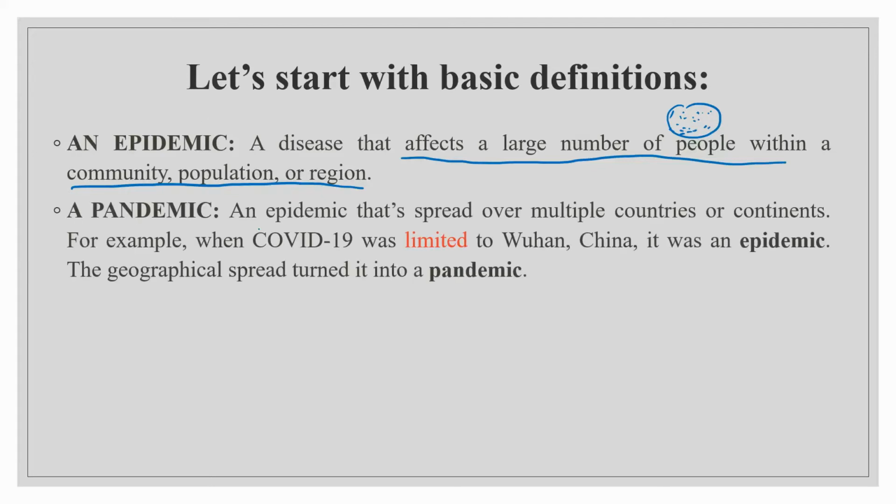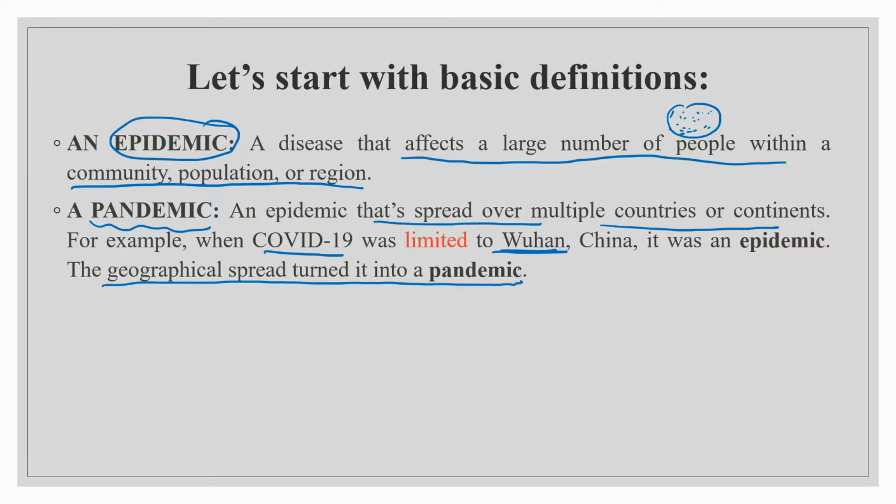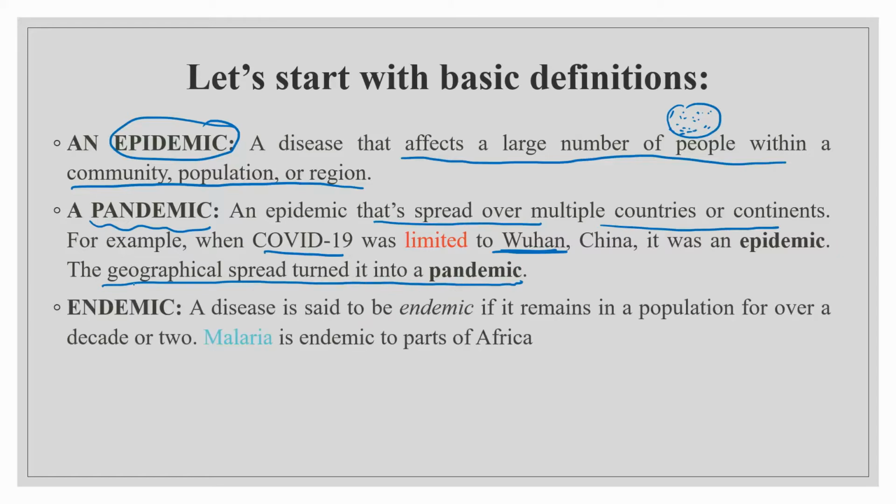Now what is a pandemic? An epidemic that spreads over multiple countries or continents is called a pandemic. For example, when COVID-19 was limited to Wuhan, it was called an epidemic, and when it spread to the entire world, it was called a pandemic. Now there is another word, that is endemic. So what is endemic? An endemic is a disease that remains in the population for a decade or two. For example, malaria is endemic in parts of Africa.